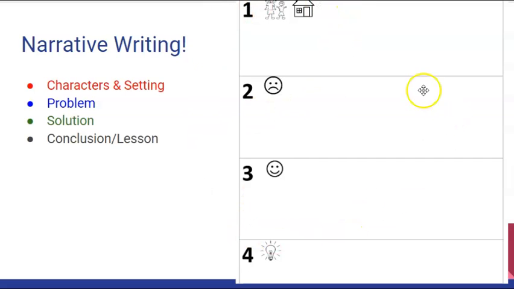But you're going to be writing, what was it like to be on the moon? What was it like to go to the moon and walk on the moon? So imagine who's going to be your characters and setting. Most of you should be writing about the moon as your setting. What was your problem, your solution, and your conclusion? I can't wait to see this amazing work, my friends. Make sure you're writing at least 1, 2, 3, 4 sentences for your narrative writing today.